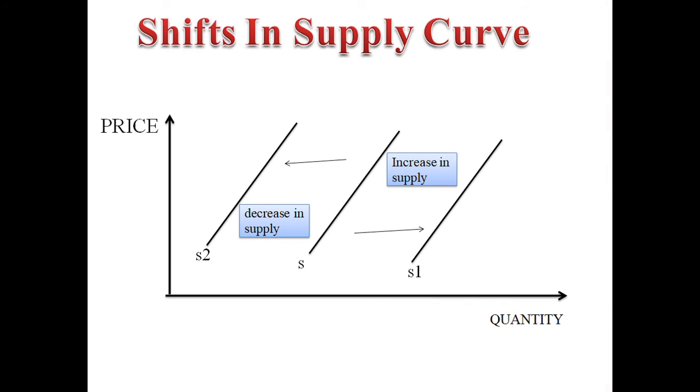Shift in supply curve means at each price different quantities of good will be supplied. Any change that increases the quantity supplied at every price shifts the supply curve. A change which leads to a decrease in quantity supplied shifts the supply curve towards the left. An increase in quantity supplied will shift the supply curve towards the right.